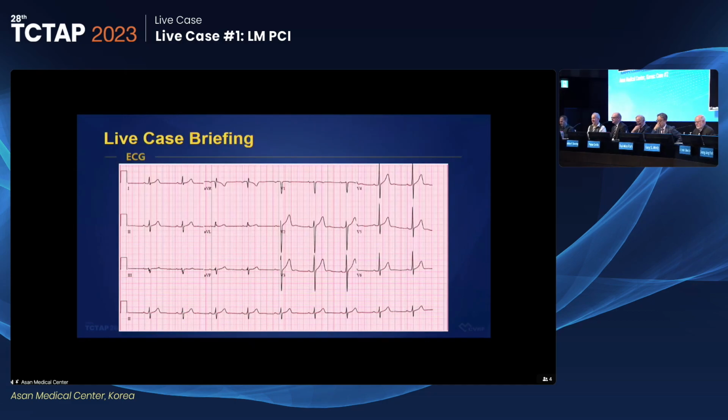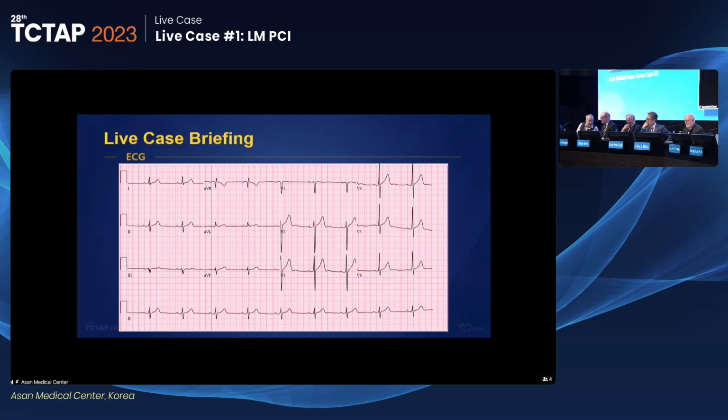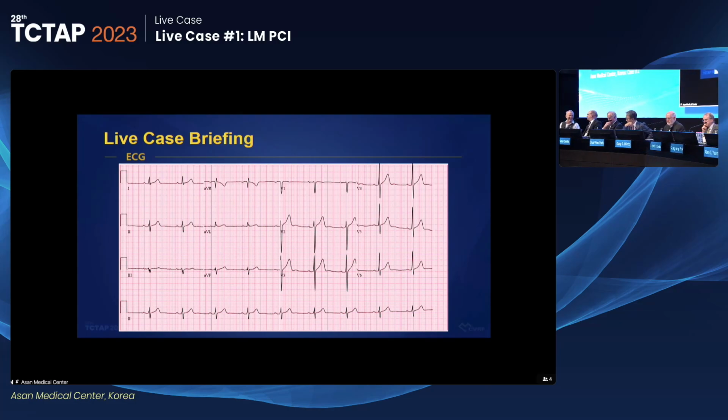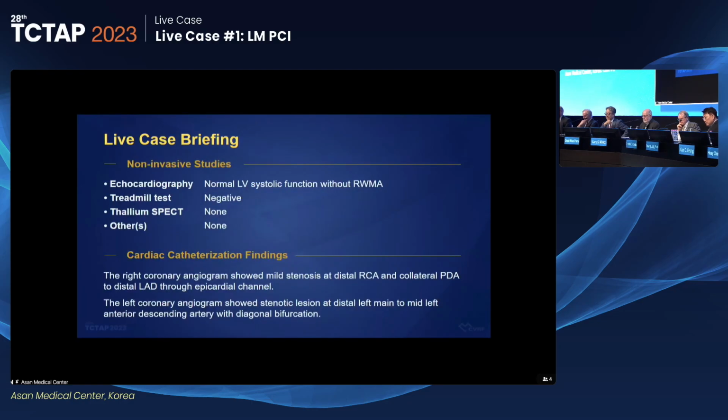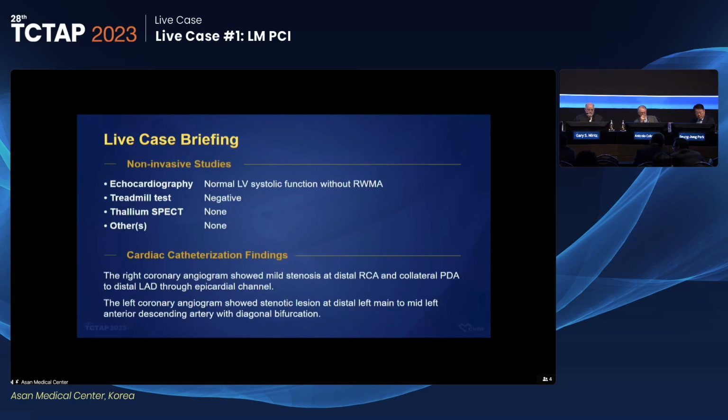Next. The electrocardiogram shows basically normal sinus rhythm with no ST change. Next. The chest radiograph shows no pulmonary edema and no cardiomegaly. Next. And we checked the non-invasive study. The echocardiography showed normal LV systolic function without wall motion abnormality. Let's check the coronary angiography.